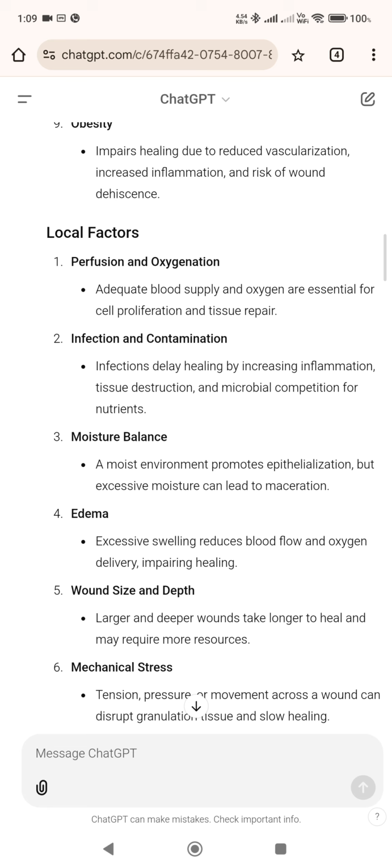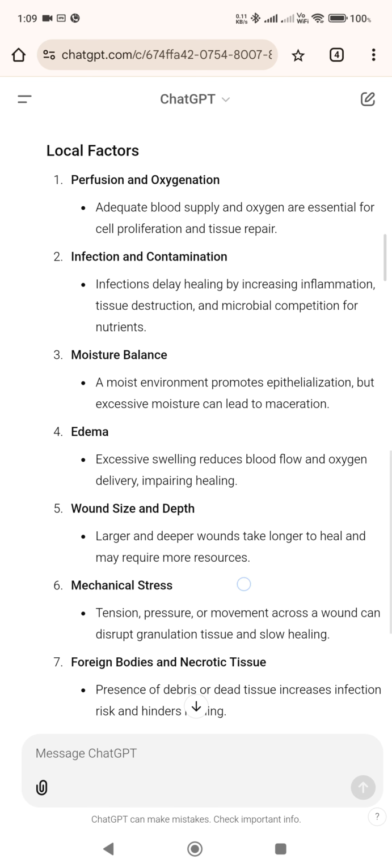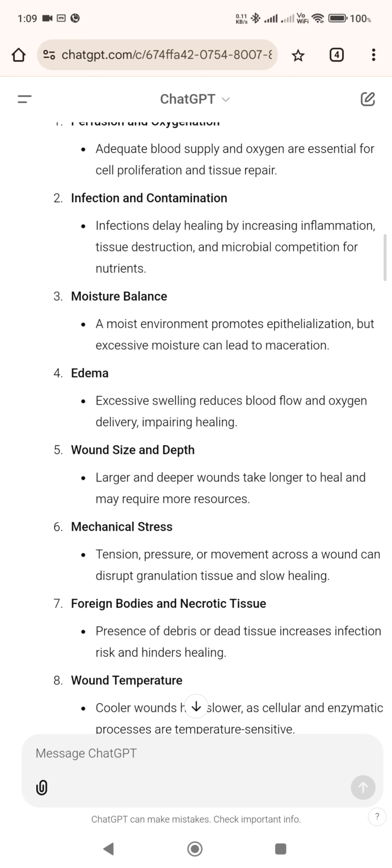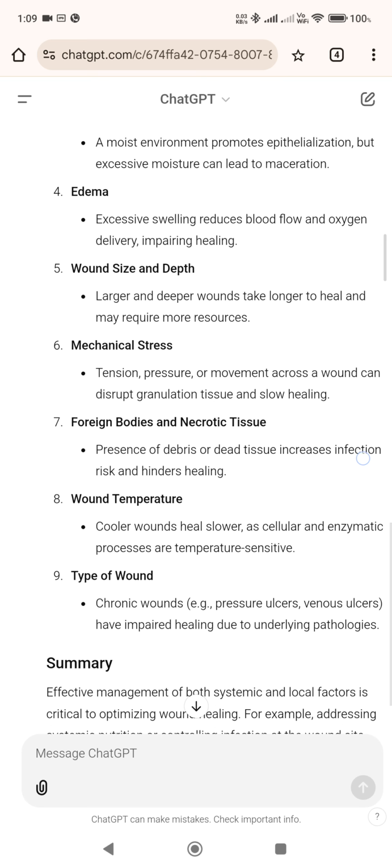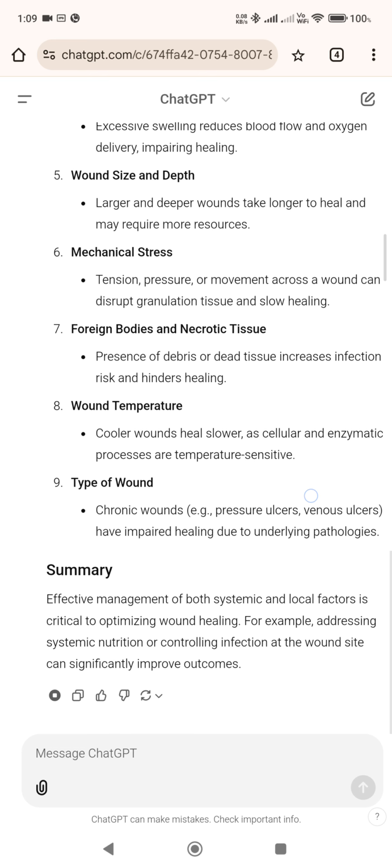3. Moisture balance. A moist environment promotes epithelialization, but excessive moisture can lead to maceration. 4. Edema. Excessive swelling reduces blood flow and oxygen delivery, impairing healing. 5. Wound size and depth. Larger and deeper wounds take longer to heal and may require more resources.